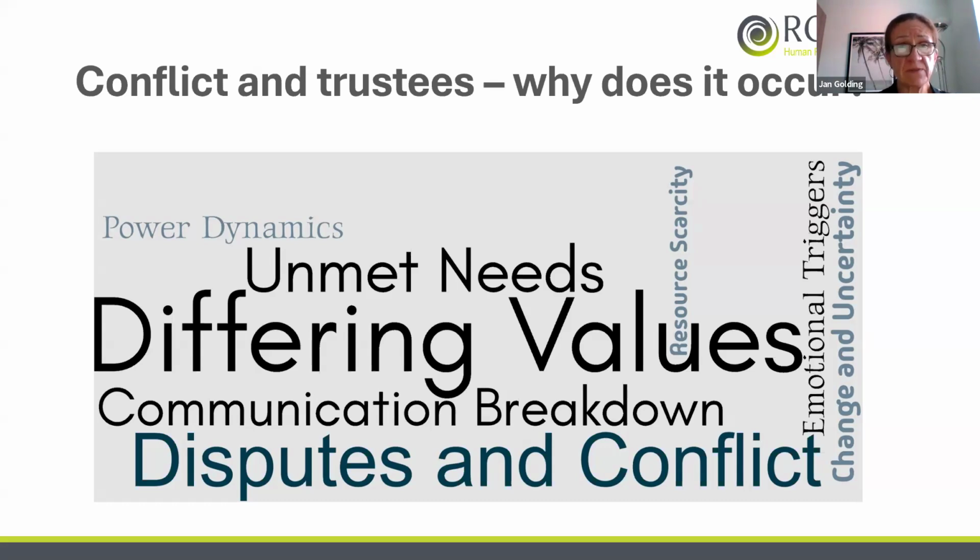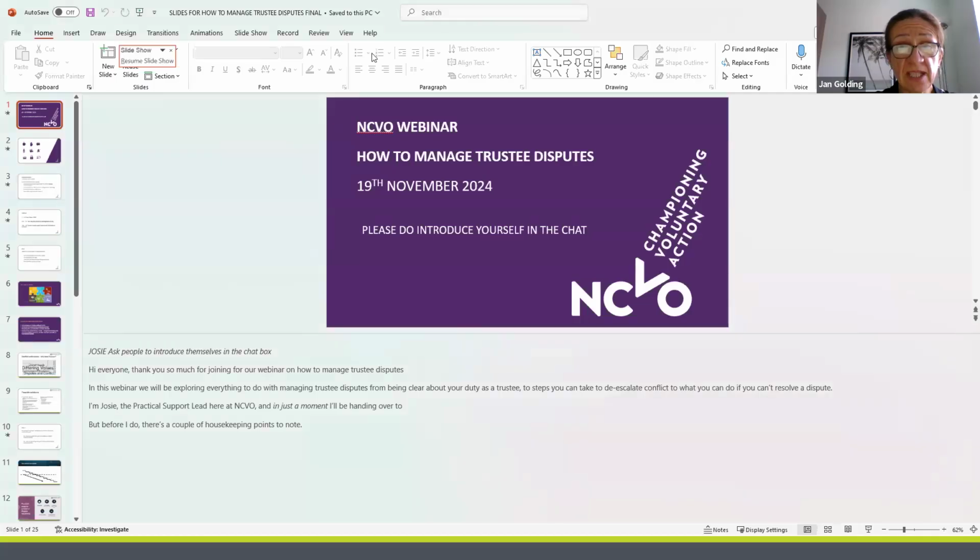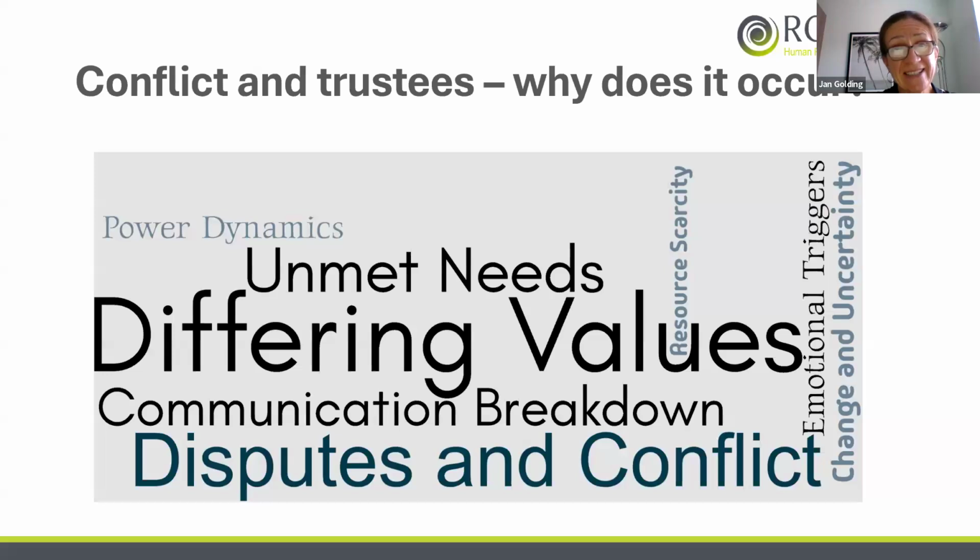And this can happen for a variety of reasons, often stemming from differences in values or beliefs or needs or goals or expectations. So some of the common causes of board level escalation are going to be poor communication or misunderstandings, conflicting values, for example, cultural or religious or personal beliefs can create misunderstandings, change and uncertainty, change in circumstances or environments can create anxiety or lead to resistance.